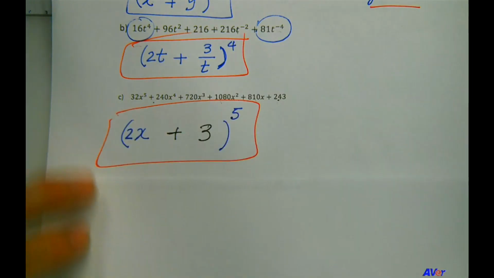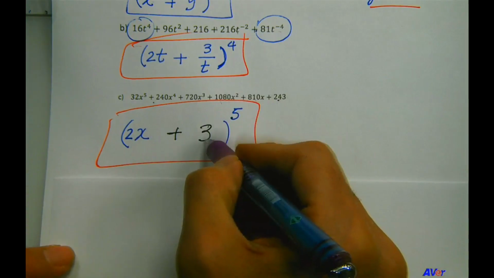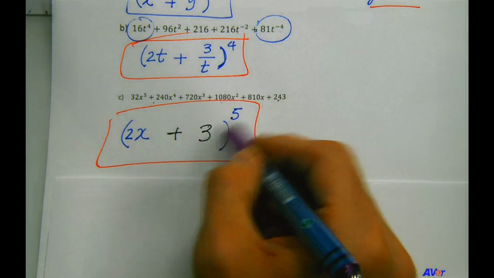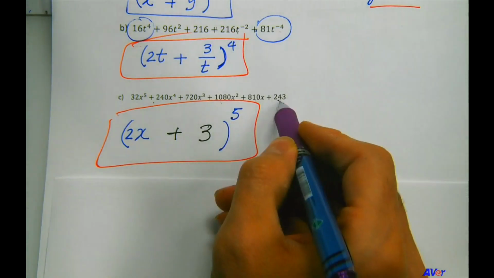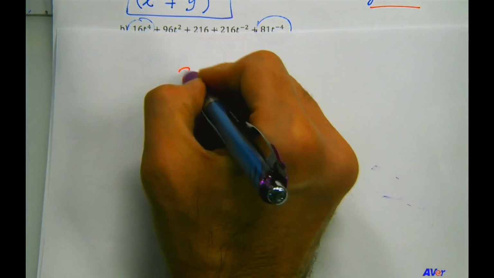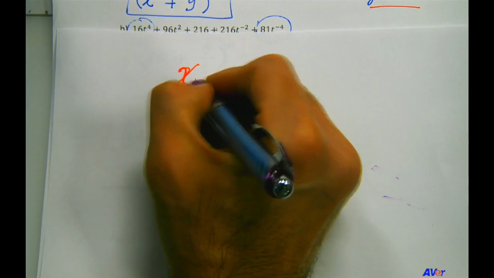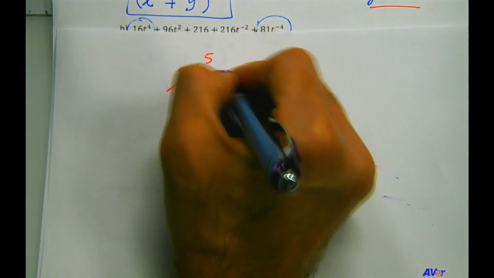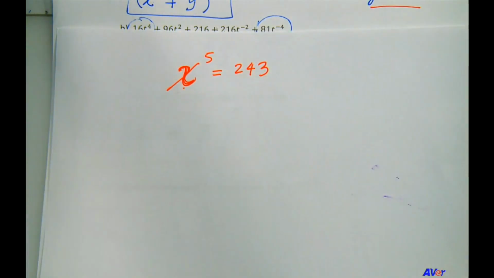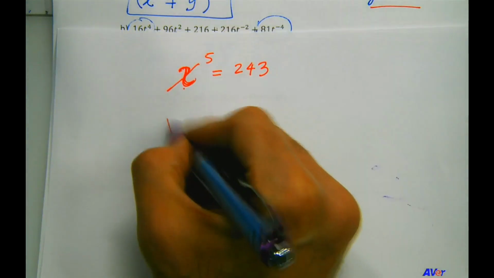So we want a number here. If we didn't know 3, we would be looking for a number that when raised to the 5th power is going to be equal to 243, right? So what number, let's call it x, what number to the 5th power is going to give us 243? Well, take the 5th root of both sides.